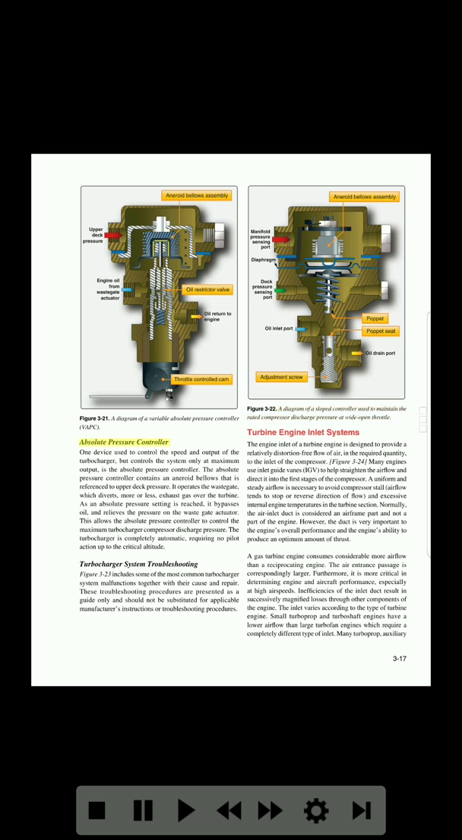Absolute pressure controller. One device used to control the speed and output of the turbocharger, but controls the system only at maximum output, is the absolute pressure controller. The absolute pressure controller contains an aneroid bellows that is referenced to upper deck pressure. It operates the wastegate, which diverts, more or less, exhaust gas over the turbine. As an absolute pressure setting is reached, it bypasses oil and relieves the pressure on the wastegate actuator. This allows the absolute pressure controller to control the maximum turbocharger compressor discharge pressure. The turbocharger is completely automatic, requiring no pilot action up to the critical altitude.